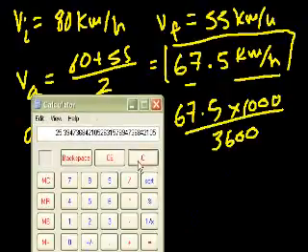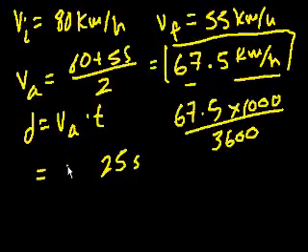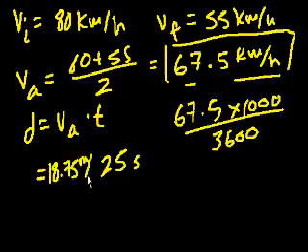So let's see what that gives us. 67.5 times 1,000 divided by 3,600 is 18.75. That's the meters per second. That's the average velocity in meters per second. And we go for 25 seconds.